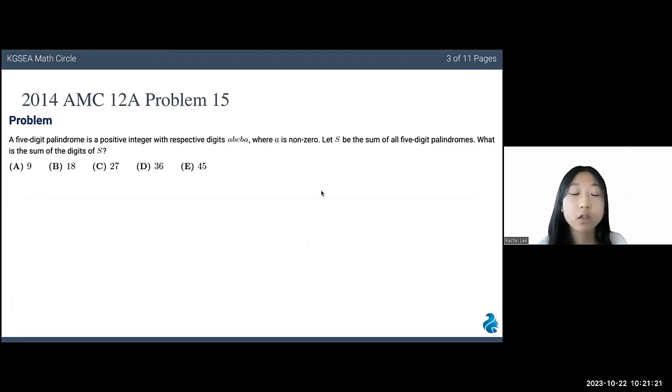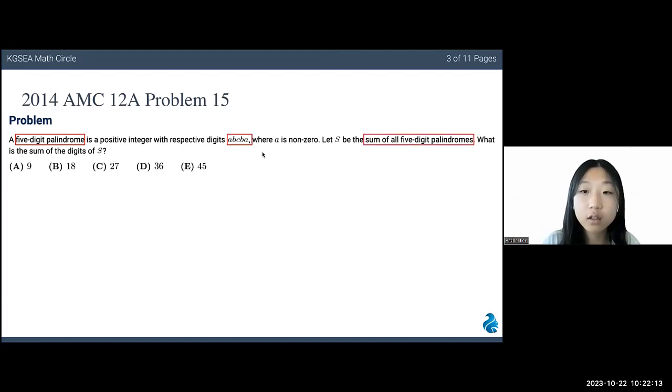The next question is from the 2014 AMC 12A problem 15. This problem is harder than the previous problem that we solved, so we can have a bit more of a challenge solving different palindrome problems. The problem reads: a 5-digit palindrome is a positive integer with respective digits a, b, c, b, a, where a is non-zero. Let s be the sum of all 5-digit palindromes. What is the sum of the digits of s? I will also give you a few seconds, but you can also just stop the video. Okay, now I'll go over the answer.